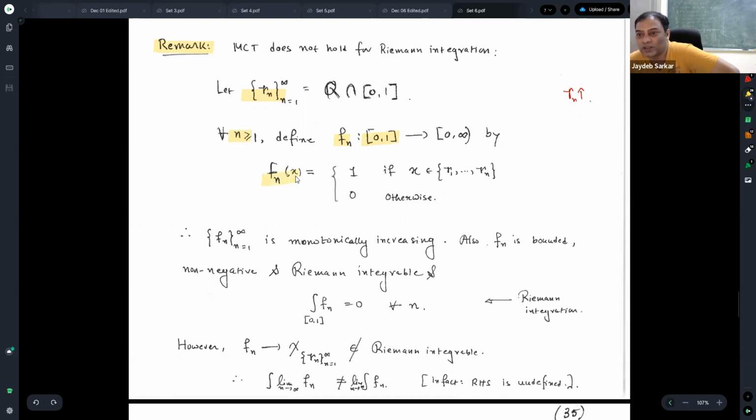But here you define it tactically. So f n of x for each n, you define f n of x as 1 if your x is one of those R 1 up to R n. Okay? And 0 otherwise. Okay.